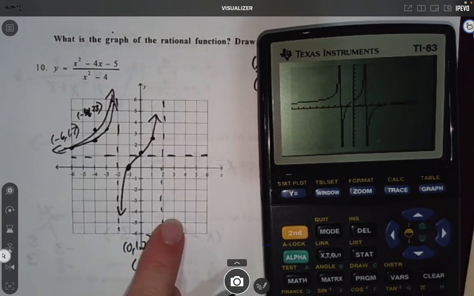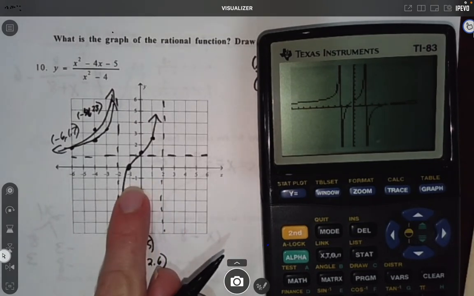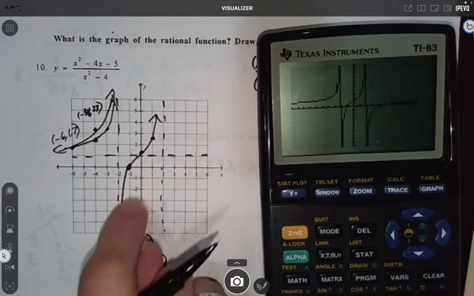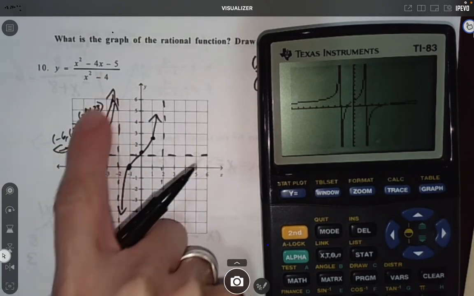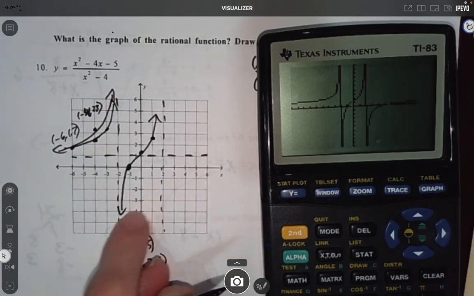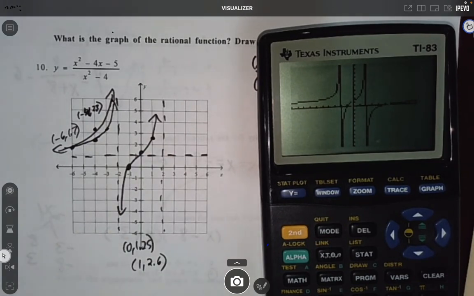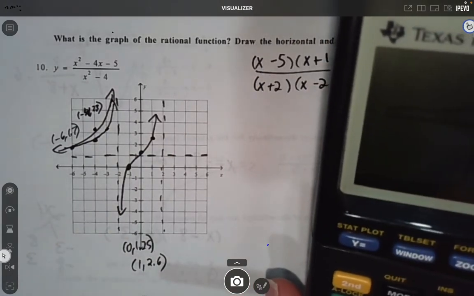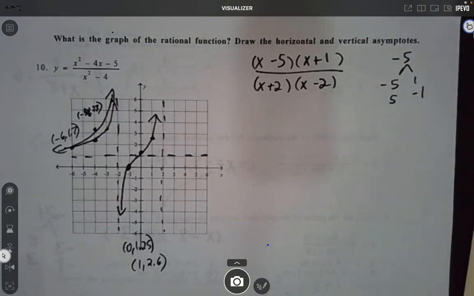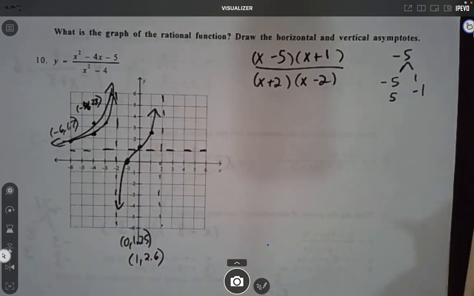Wait, it doesn't go through the asymptote. On this one, these two will not go through that asymptote, but this graph, for some reason, does. Unless it has a hole, because it doesn't show a hole. It could have a hole there, but it's not showing on mine. No, it doesn't. So I'm just going to draw it like that, okay?